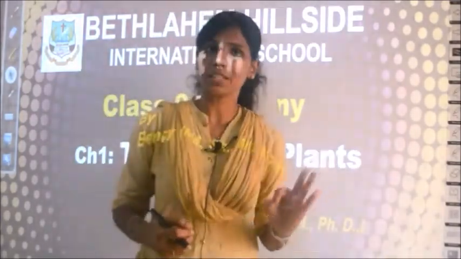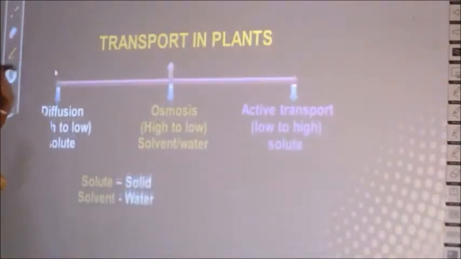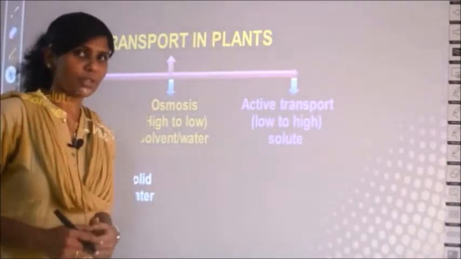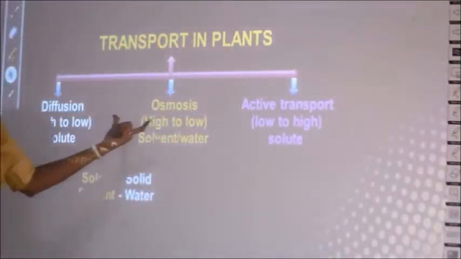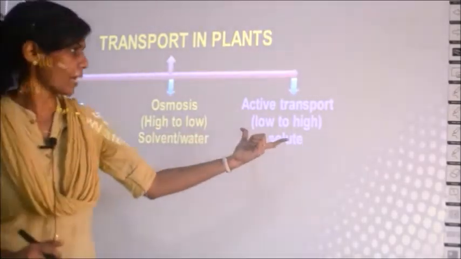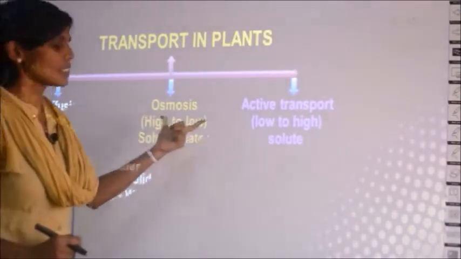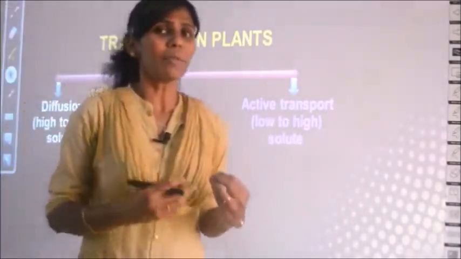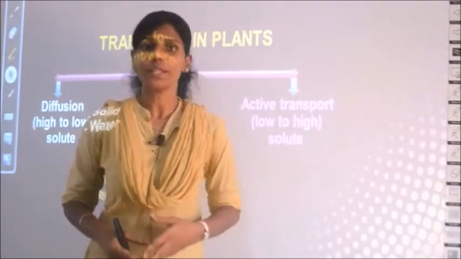There are three mechanisms to transport food and water or any other material inside the plant, and about those three mechanisms you will be studying in this class. So let's get started. What are those three mechanisms? The first one is called diffusion, the second mechanism is osmosis, and the third mechanism is active transport. Only by these three mechanisms are water and food particles transported within a plant.